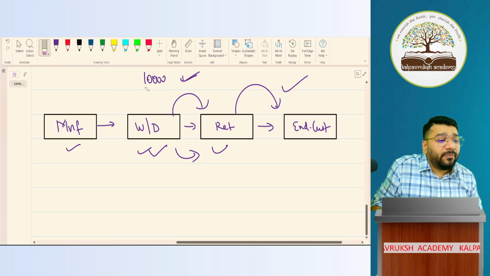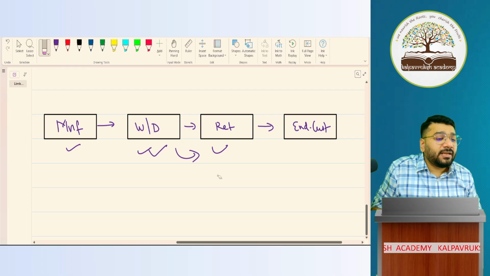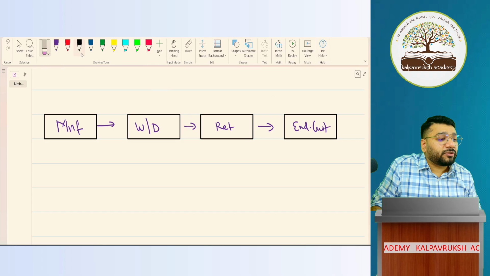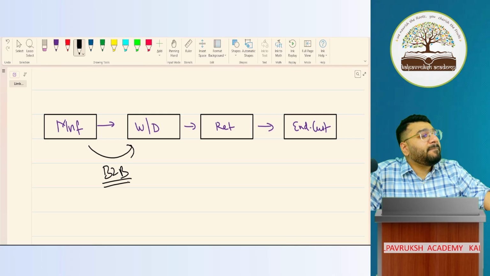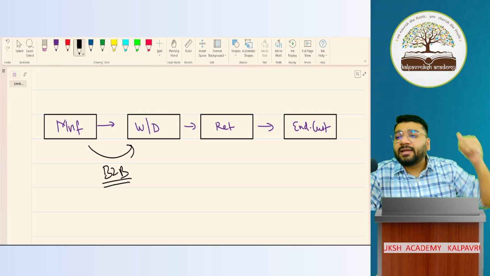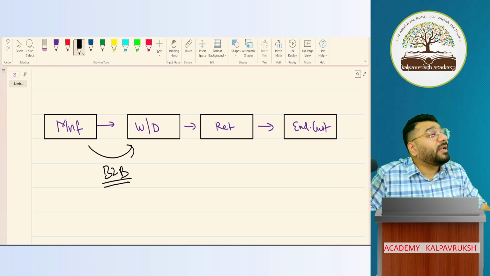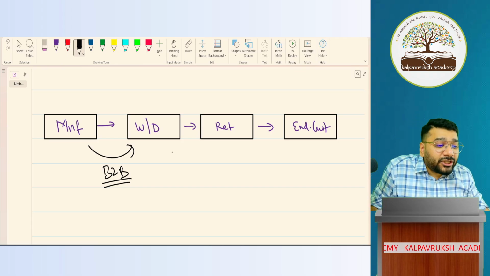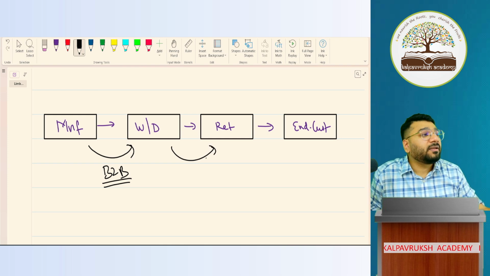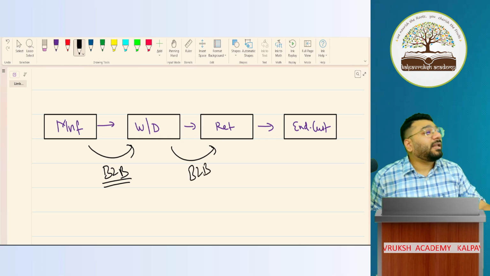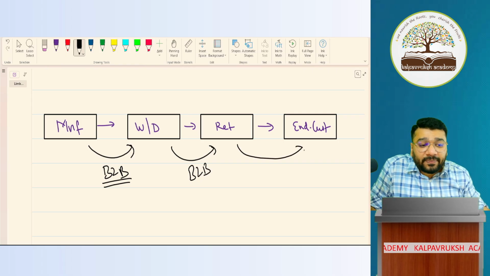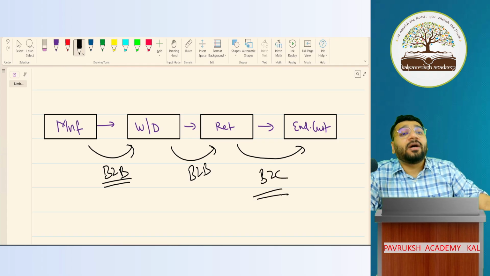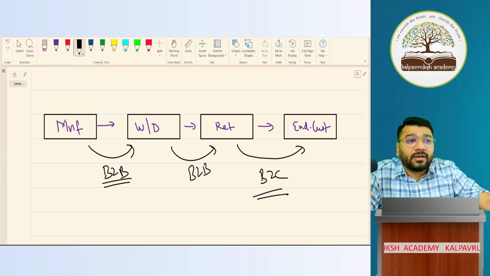The transaction that is happening between the manufacturer and the wholesaler is called what transaction? B2B transaction. B means what? Business. So the manufacturer is one businessman, the wholesaler and distributor is another businessman. So this is called B2B transaction. Okay, not okay. The transaction between wholesaler, distributor and retailer is what type of transaction? B2B, business to business. Now, the transaction between the retailer and the end customer is called B2C, business to consumer, business to customer transaction. Got it, not got it?